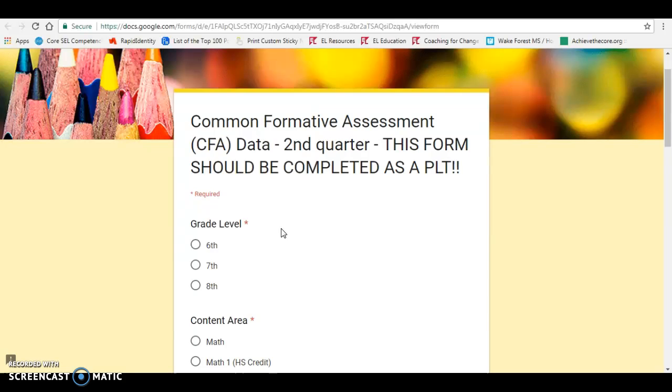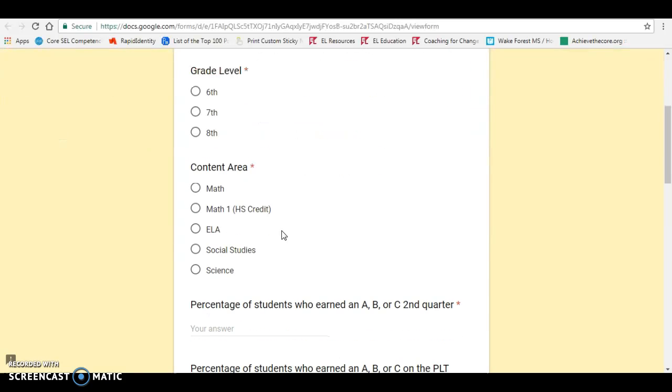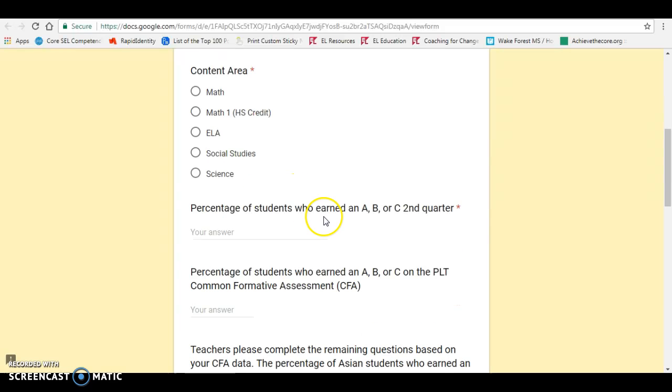Each PLT needs to submit answers together. So 8th grade social studies, 7th grade science, 6th grade ELA, you will all submit your answers as one. So this first part, pick your grade level, pick your content area. Math 8 and Math 1 teachers, I will need you to submit this step twice, once for Math 8 and once for Math 1. And if you need help with that, let me know and I'll clear that up.